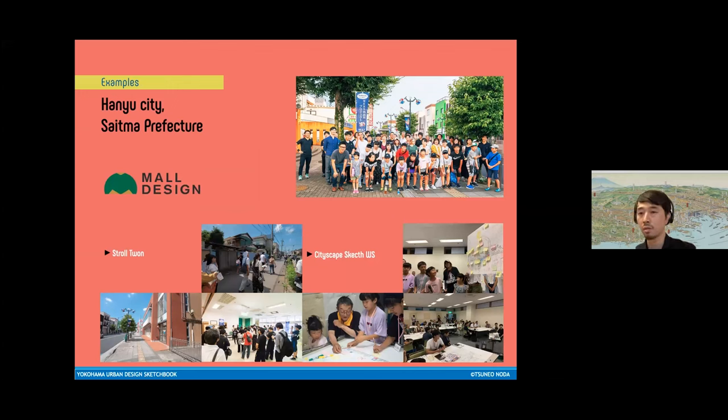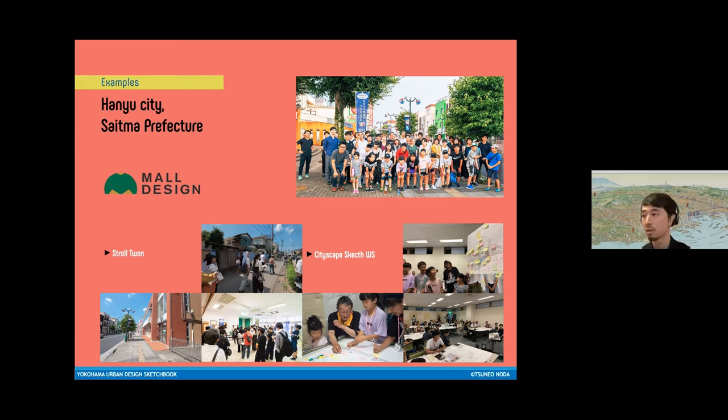So with this methodology, in Hanyu City of Saitama Prefecture, something I was commissioned to do by the City of Saitama, as you can see, there are a lot of shops on the street that are closed already. This is typical of suburban areas of Japan. But there are people who love this city, and there are quite a number of young people.